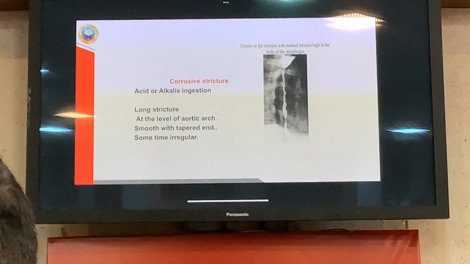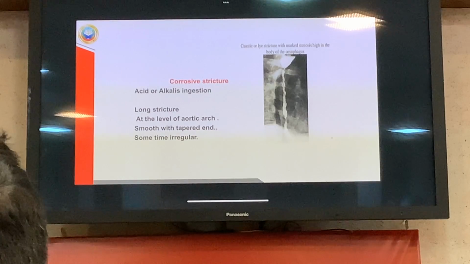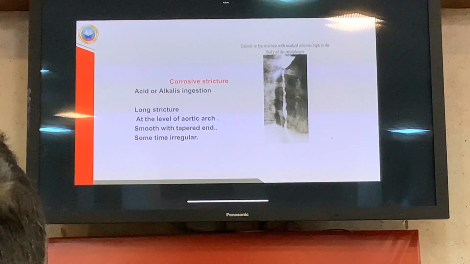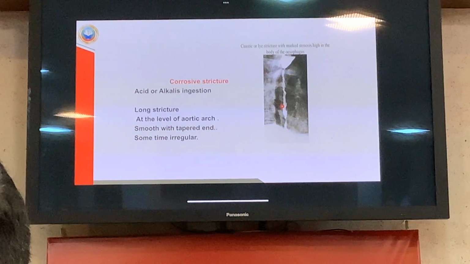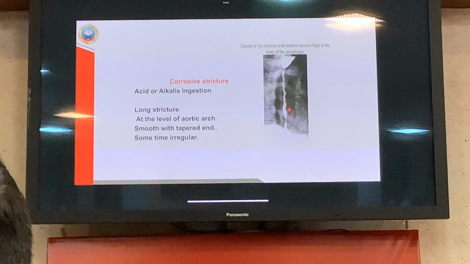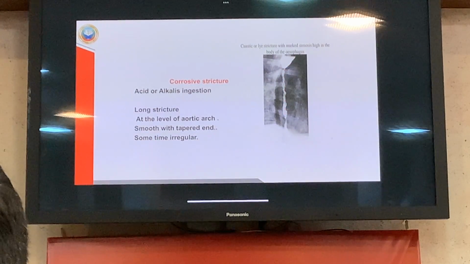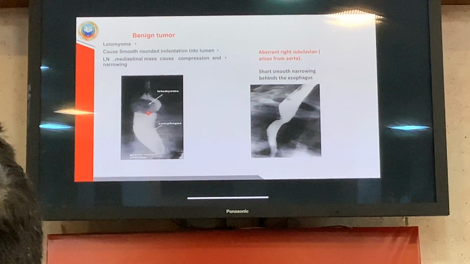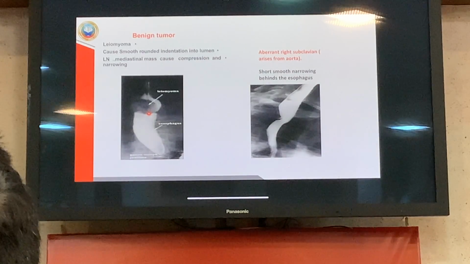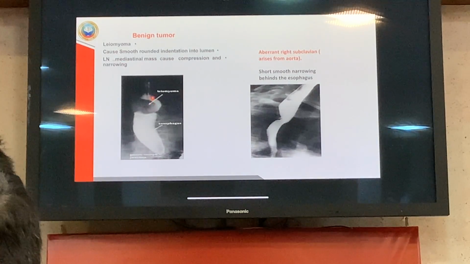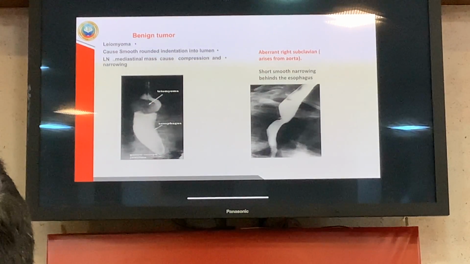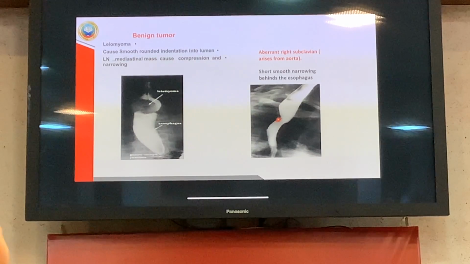This is corrosive stricture. What's the meaning of the corrosive stricture? Ingestion of the alkaline, and it is a long, irregular type of stricture. Is this a long or short type of stricture? Long type of the stricture, and it is irregular. Sometimes we have stricture related to the filling defect from the outside or from the wall. If you look for this, it is a filling defect, and there is a narrowing or stricture of the esophagus, only this part. And there is compression from the outside related to the aberrant right subclavian artery. It is arising from the other side.